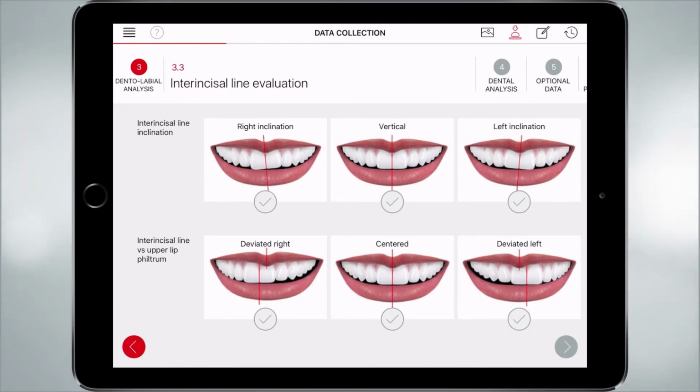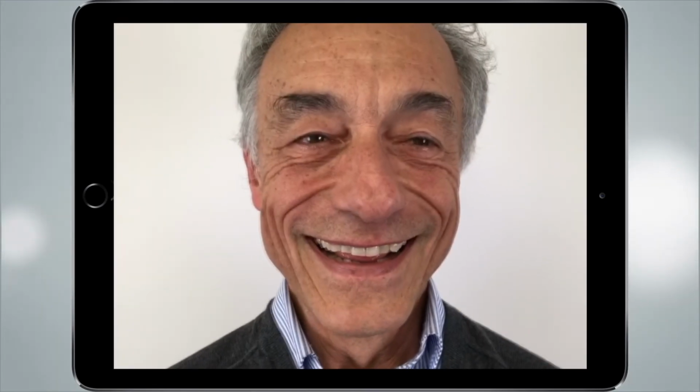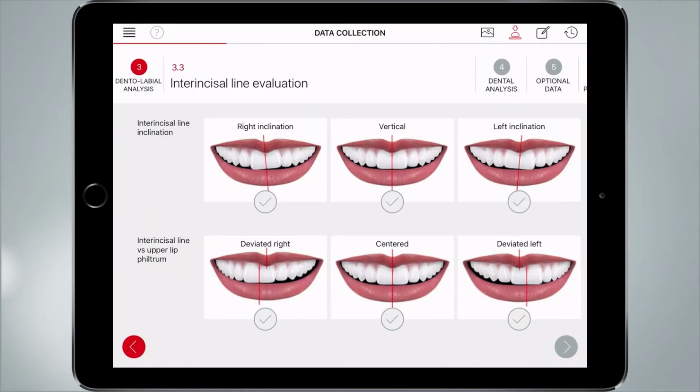3.3, interincisal line evaluation. We have a kind of right inclination, it's not completely vertical. And talking about the interincisal line versus upper lip philtrum, we are more or less centered, so we are not deviating to the right or left. So the only issue is the right inclination that the patient has. Going ahead from 3.3, we go to 3.4.